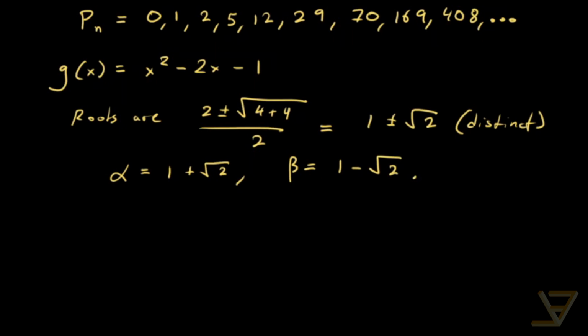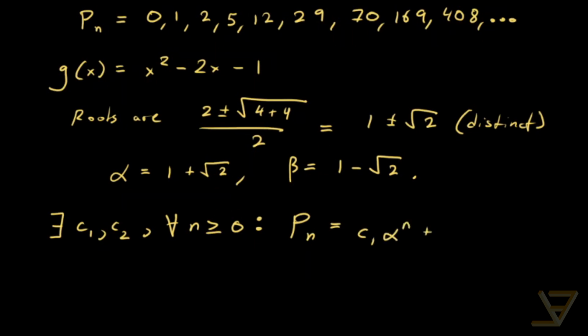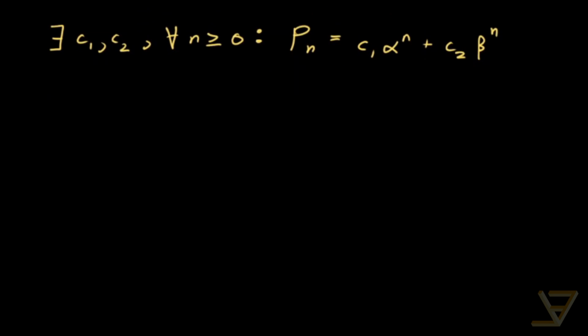Now, by the theory of linear recurrences, there exist a C1 and a C2 in the real numbers, such that for all integers n greater than or equal to 0, Pn, the nth Pell number, is equal to C1 alpha to the n plus C2 beta to the n. This is what the theorem tells us. So it's just a matter of determining what C1 is and what C2 is, and then we're done.